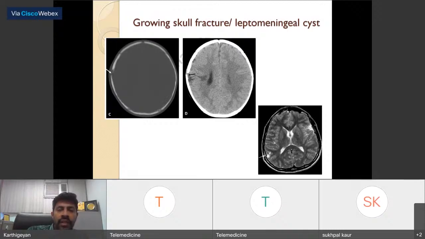These occur whenever a child sustains a fracture with underlying dural injuries. Over a period of time, say in months, because there is an underlying dural injury with fracture, the underlying brain, because of CSF pulsations, tends to come out and slowly expands the fracture lines. That's why this particular entity is known as a growing skull fracture.